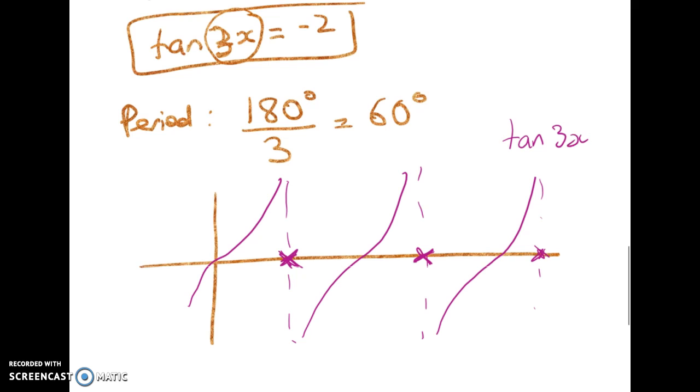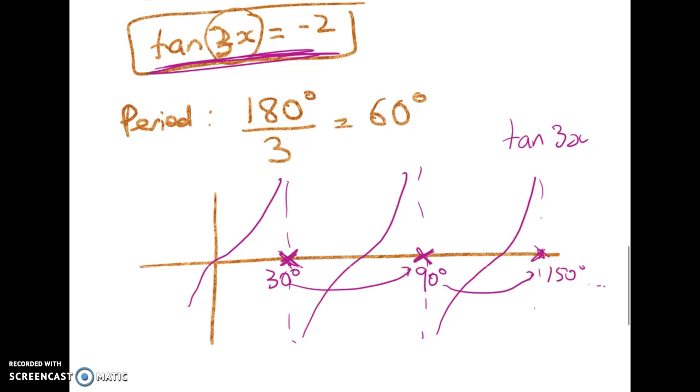So this first one here is going to be at 30 degrees, and then the next one's going to be at 90 degrees, and then the next one's going to be at 150 degrees, and so on. Okay, because the period of the function is only 60 degrees. And I'm trying to figure out when tan of 3x is equal to negative 2.